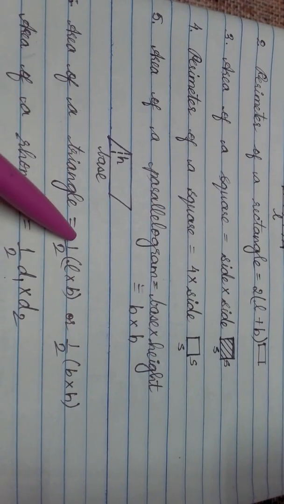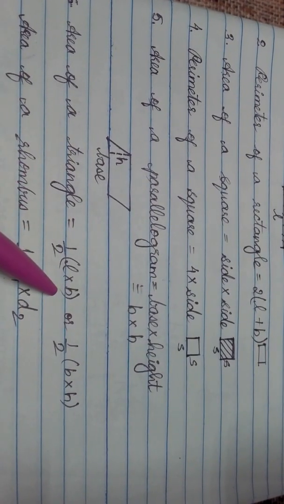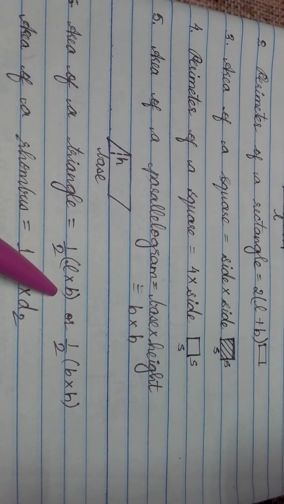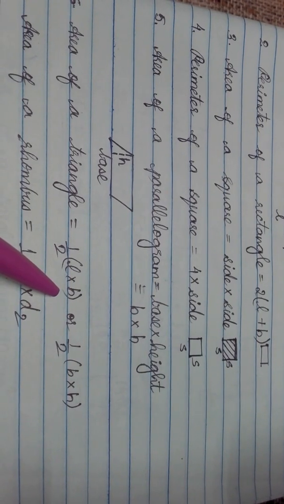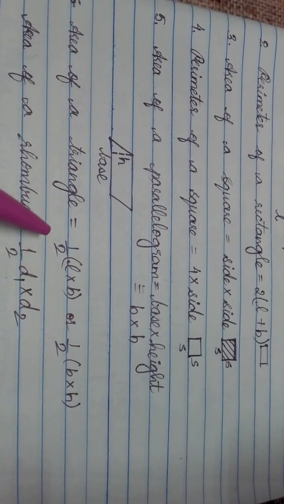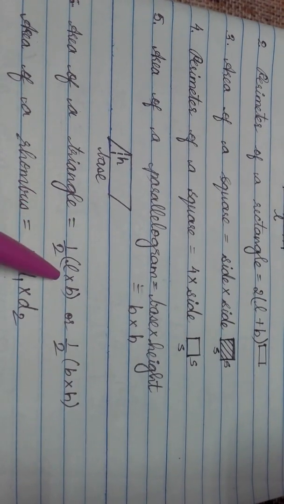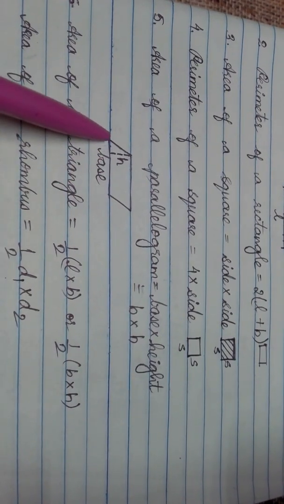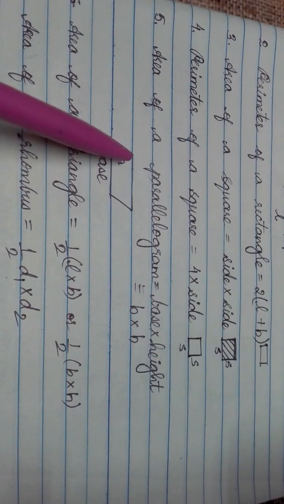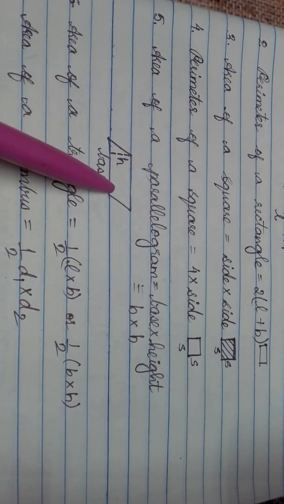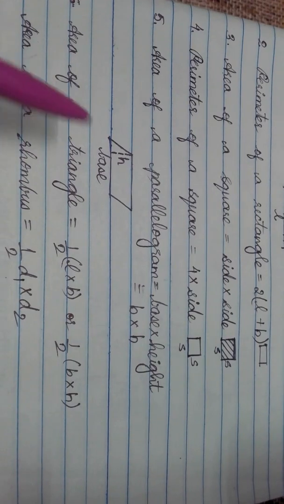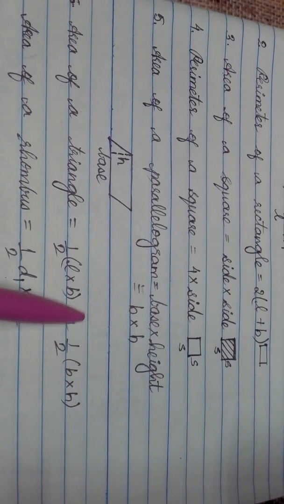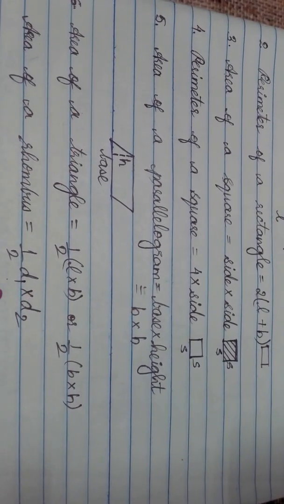Area of a triangle is equal to half length into breadth. That is, if you consider a rectangle and divide it into two parts by drawing a diagonal, you are going to get two triangles. And the formula for that is half of length into breadth. Or if it is a parallelogram and you draw a line diagonally, it is going to be divided into two triangles. And how are we going to get the area of each triangle? It is going to be half base into height. Area of a rhombus.